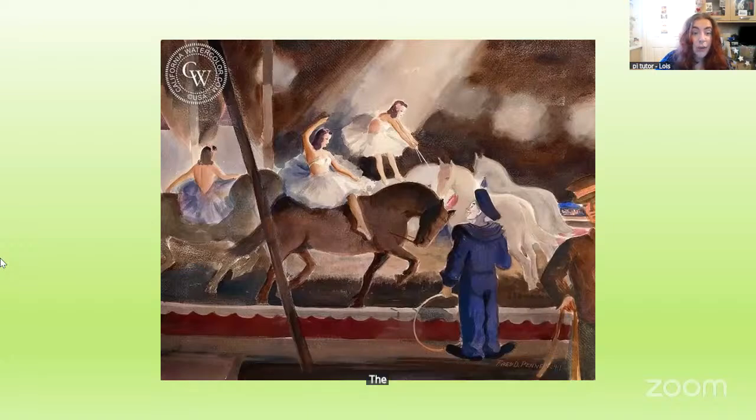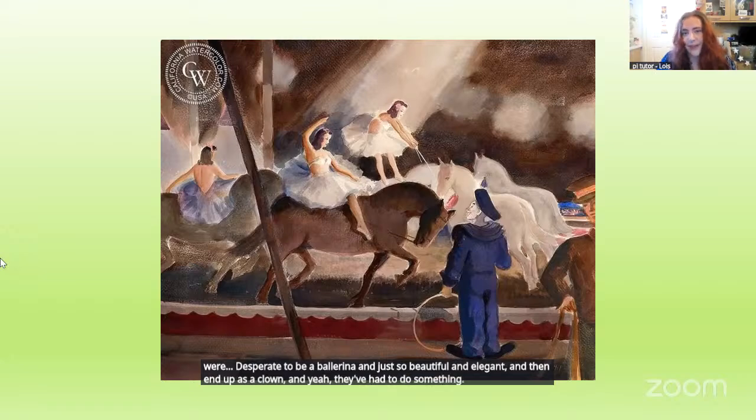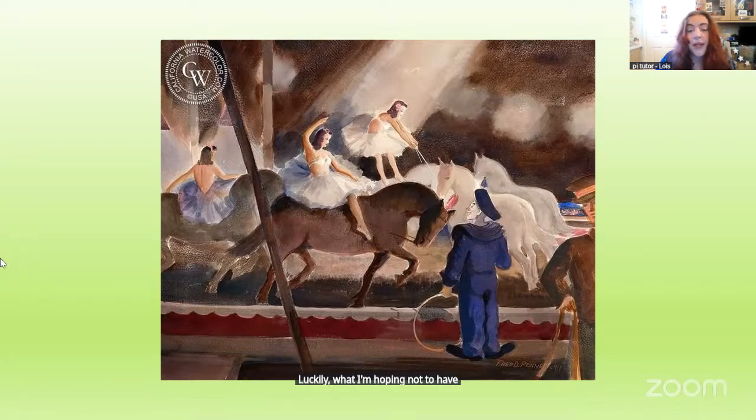The clown is a girl who wanted to be a ballerina, but was rejected and then in revenge releases the horses. Oh, that's an interesting idea. Yes, maybe they were desperate to be a ballerina, so beautiful and elegant, and then ended up as a clown. And yeah, they've had to do something they were hoping not to have to do. Yeah, that could be a good suggestion. I like that.